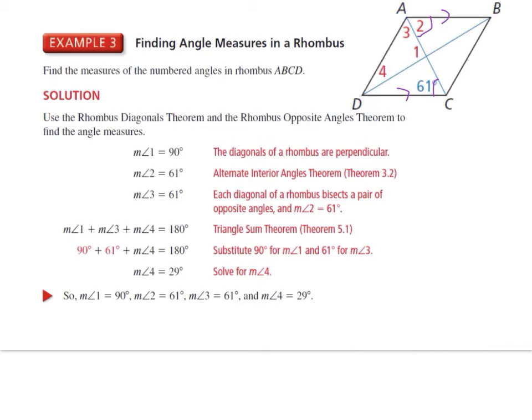And then you can add all those angles, 1, 3, and 4, to total 180 degrees because it's a triangle. And we know the 90 and the 61 because angle 1 was 90 degrees and angle 3 was 61 degrees. So we'd add those up, subtract from 180, so measure of angle 4 must be 29 degrees. So measure of angle 1 is 90 degrees, measure of angle 2 is 61, measure of angle 3 is 61, and measure of angle 4 is 29.